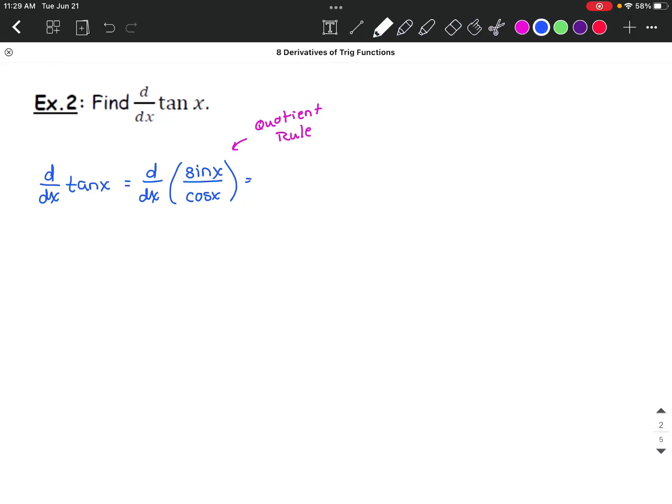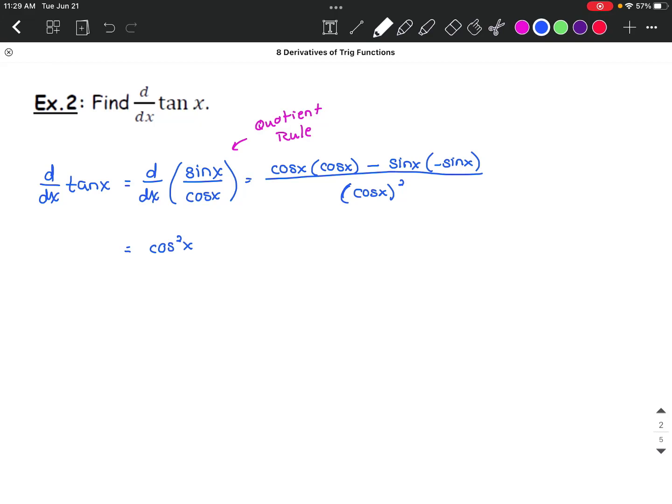So the quotient rule says take the derivative of the top. So the derivative of sine is cosine x, times keep the bottom, cosine x, minus keep the top, sine x, times the derivative of the bottom, the derivative of cosine x is negative sine x, all over that bottom squared.